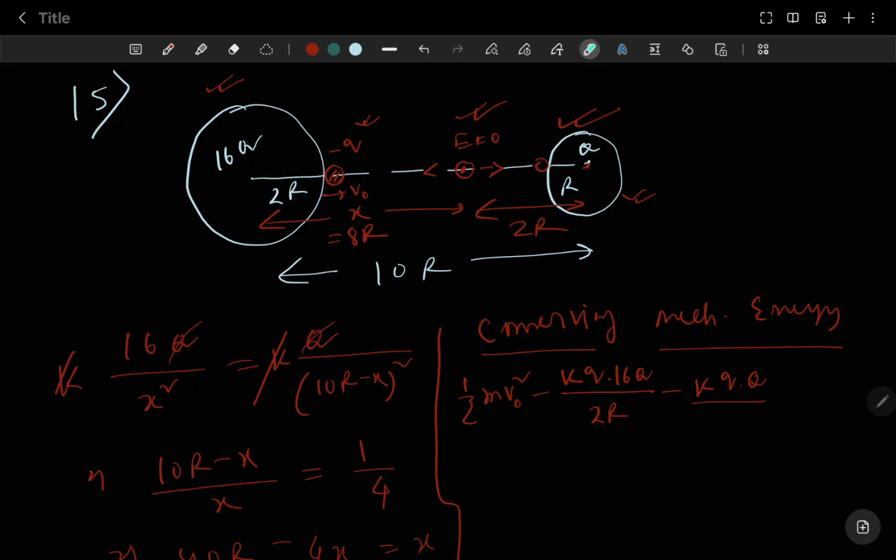Okay, so it is 8R, equals, when it just reaches this point, we can say that at this point the velocity is 0, that is, it is at rest instantaneously. So at the neutral point the kinetic energy is 0, but the potential energy will be, now this distance is 2R and this is 8R, so it will be minus KQ 16Q by 8R minus KQQ by 2R.